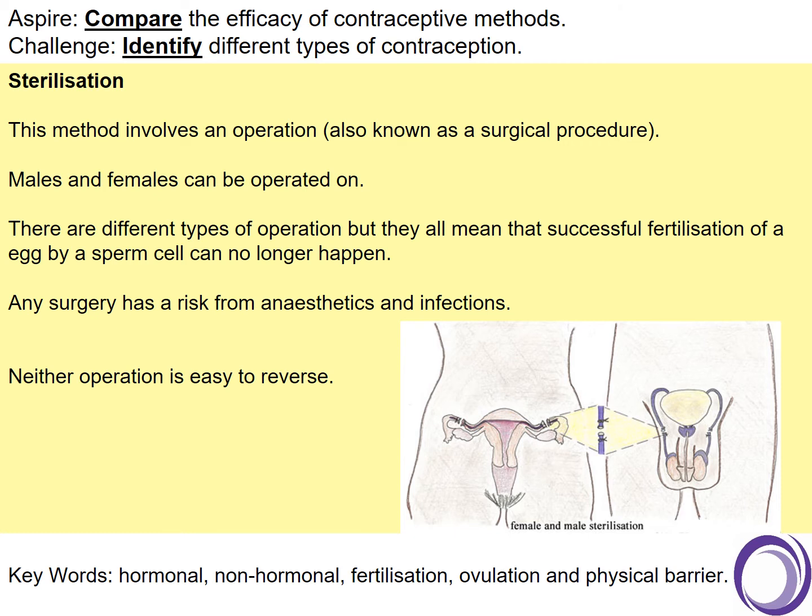So there are risks to this. Any surgery has to have an anaesthetic, which can be dangerous. There is a risk of infections because you're having to make a cut on somebody's skin in order to carry out these procedures. And also, neither of them are easy to reverse. It is possible to try and reverse them, but it's not an easy thing to do. So this is really only an option for people who have absolutely decided that they have had enough children. Because the big advantage of this is it's permanent. Once you've had sterilisation, you should not get pregnant or be able to get somebody else pregnant.